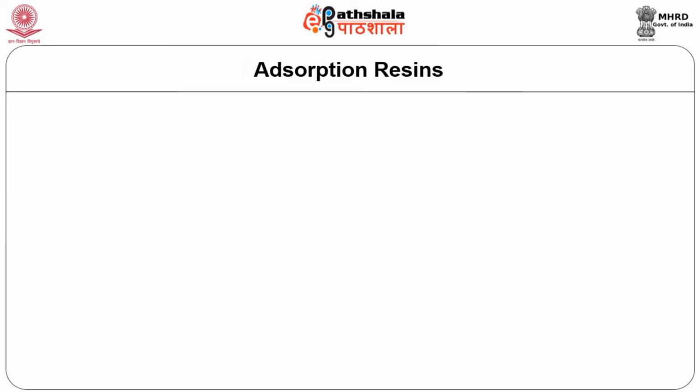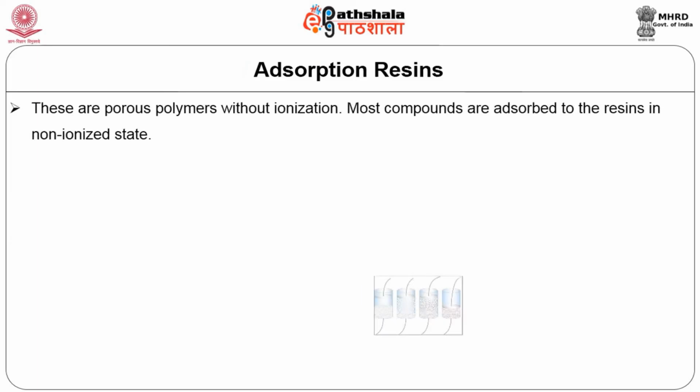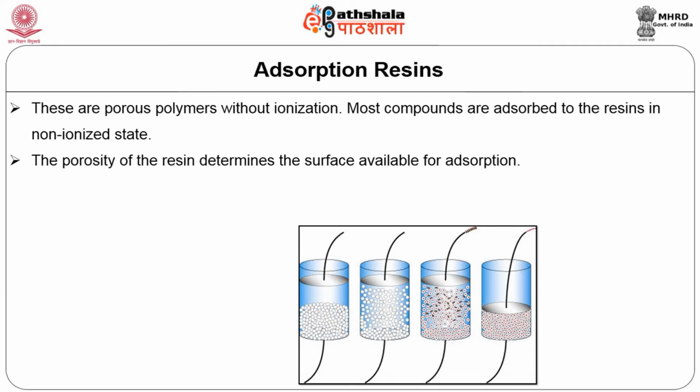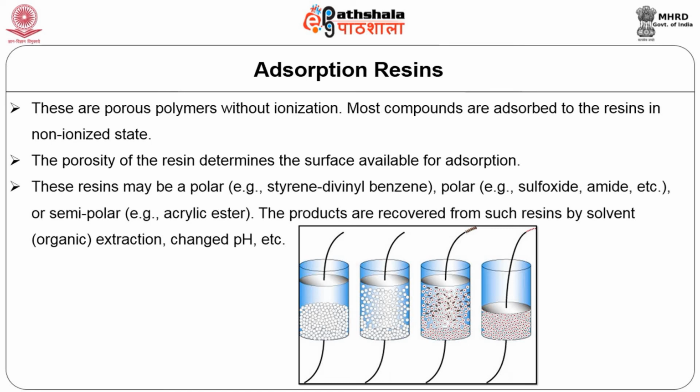Next are the adsorption resins. These are porous polymers without ionization. Most compounds are adsorbed to the resins in non-ionized state. The porosity of the resin determines the surface available for adsorption. These resins may be apolar, such as styrene divinyl benzene, polar, such as sulfoxide amide, or semipolar, like acrylic ester. The products are recovered from such resins by solvent extraction, change of pH, etc.